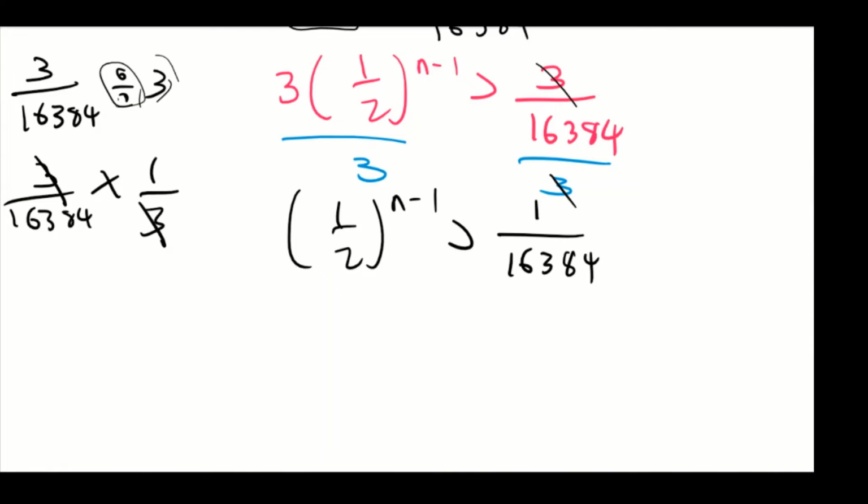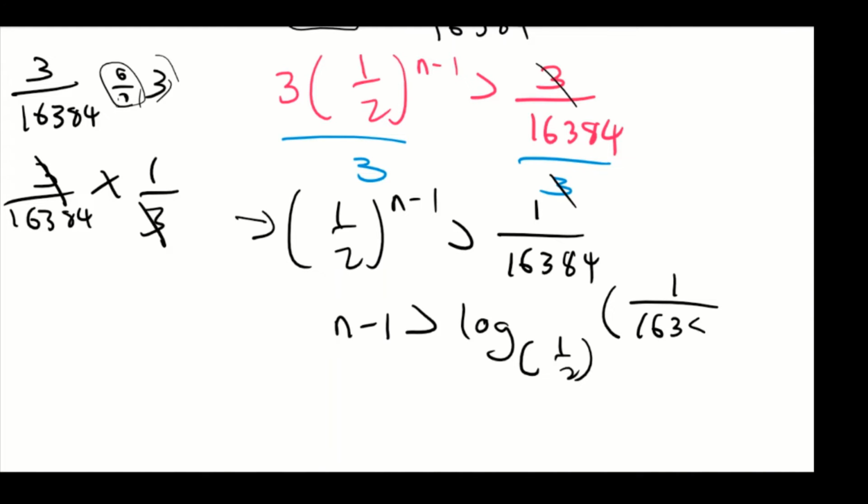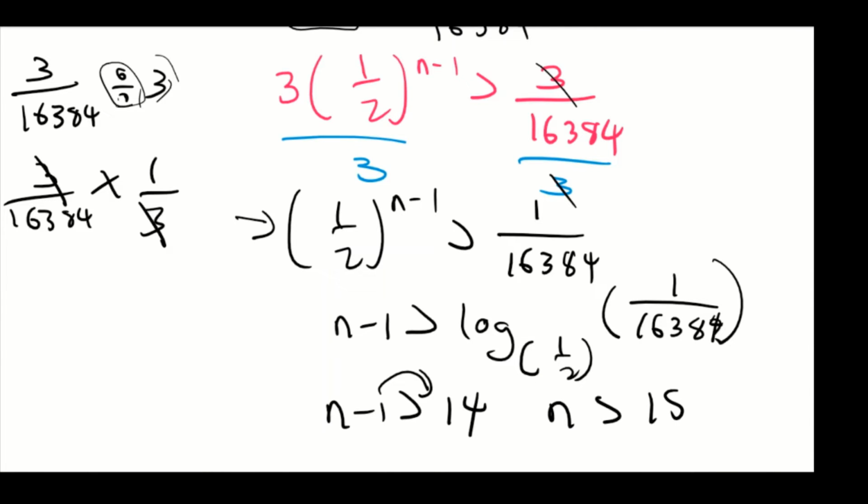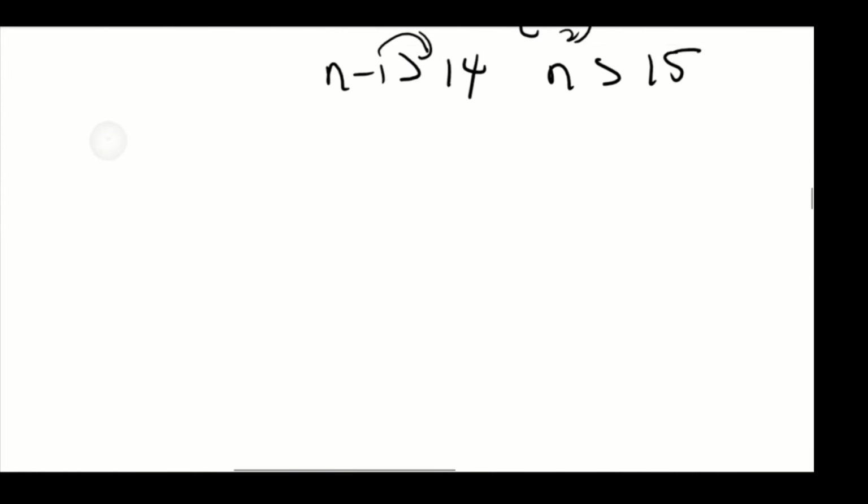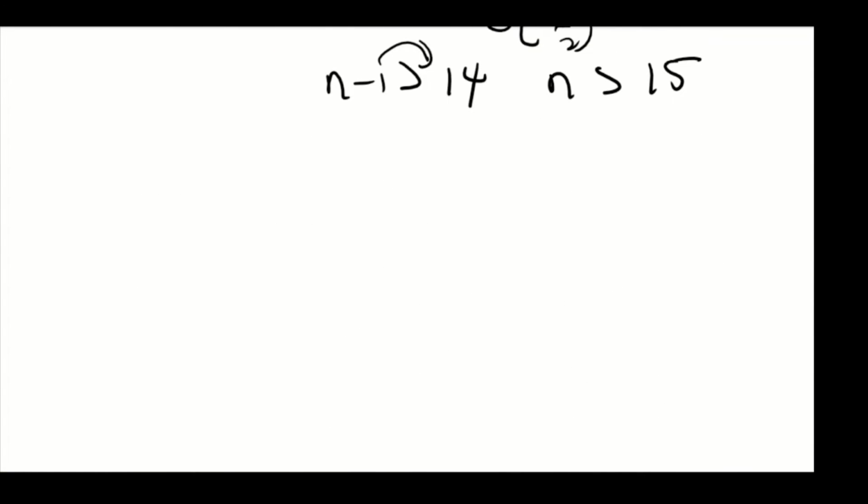Fine. So to find the value of n in this problem, we're going to use logs, log to the base 1 over 2, which is our base, and then we multiply with 1 over 16384. So n minus 1 is greater than, we're going to get 14, and then we transpose the 1 to the other side, n is greater than 15. So this is not necessarily a solution. n is not greater than 15.